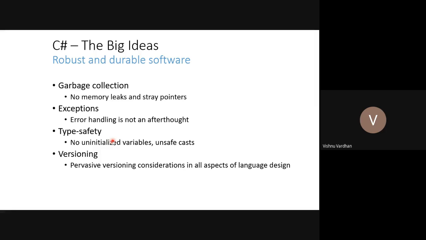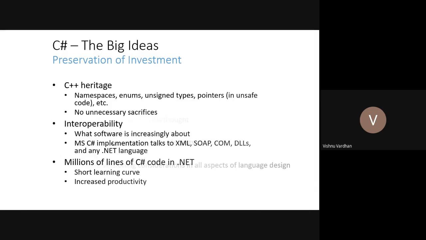Then versioning, pervasive versioning considerations in all aspects of language design. So versioning is automatically being taken care of. You can explicitly put some versioning, like major and minor versioning, also. But by default it supports versioning for each compilation. Then preservation of the investment.